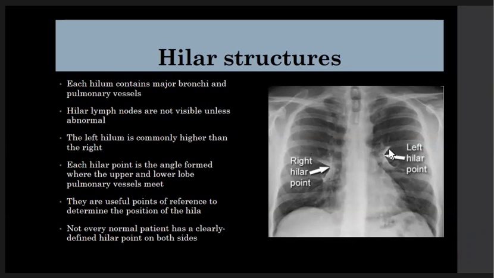Each hilar point, this is the left hilar point here, and the right hilar point here, is the angle formed where the upper and lower pulmonary vessels meet. So this is the left hilar point, and this is the right hilar point, where the upper vessels and lower vessels meet. They are useful reference points to determine the position of the hilum. Not every patient has a clearly defined hilar point on both sides.